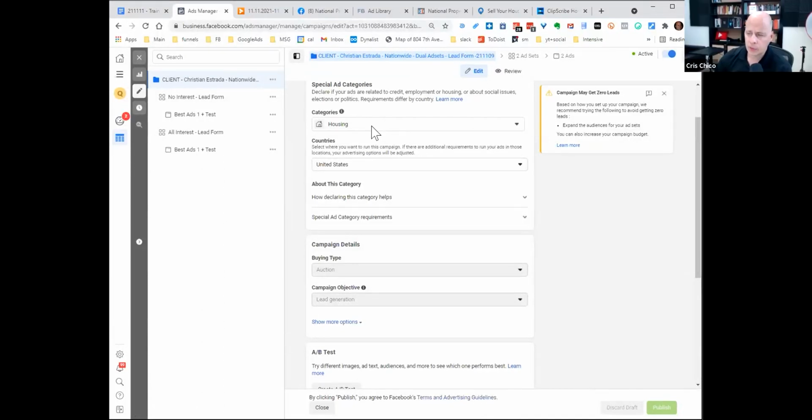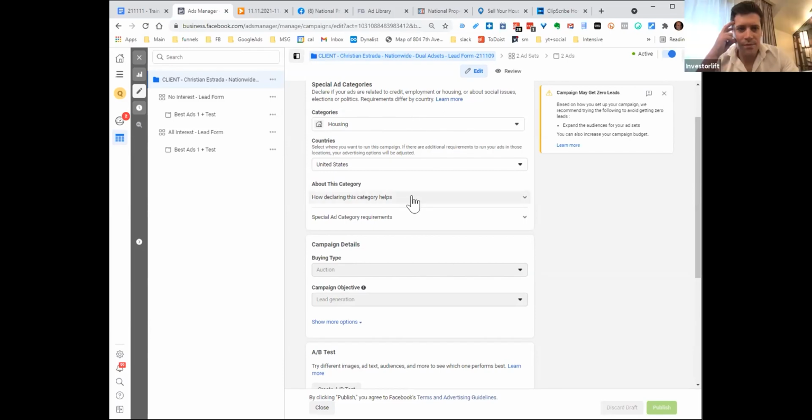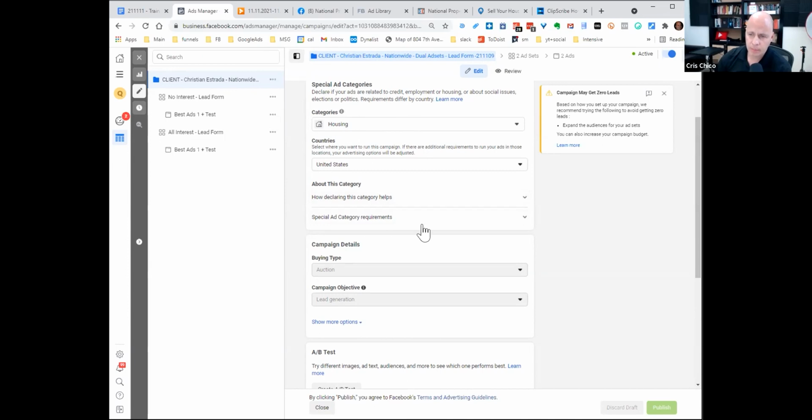Well, you'll get your ad rejected, but then you could just modify it and go through the approval process. But if you do that too many times, then you will get flagged and you will have a problem long term. And then in the campaign is where you select the housing category.